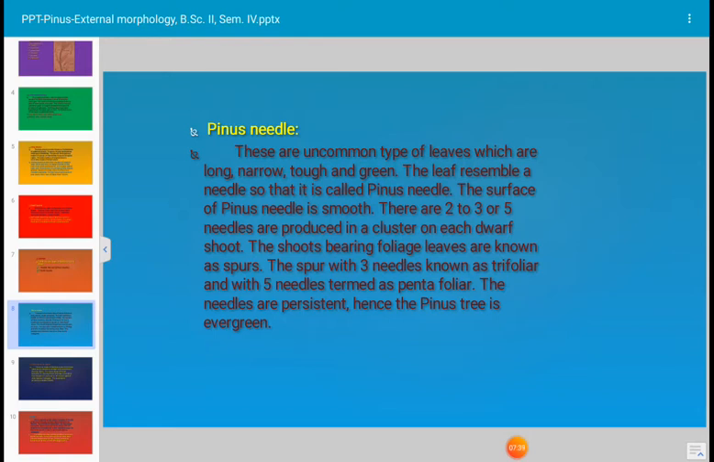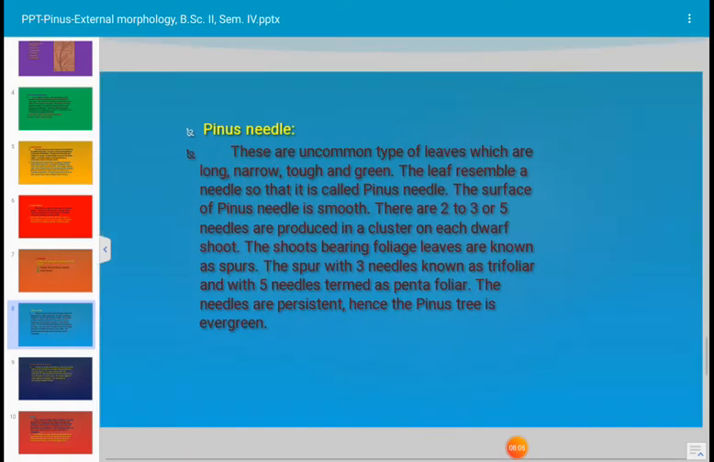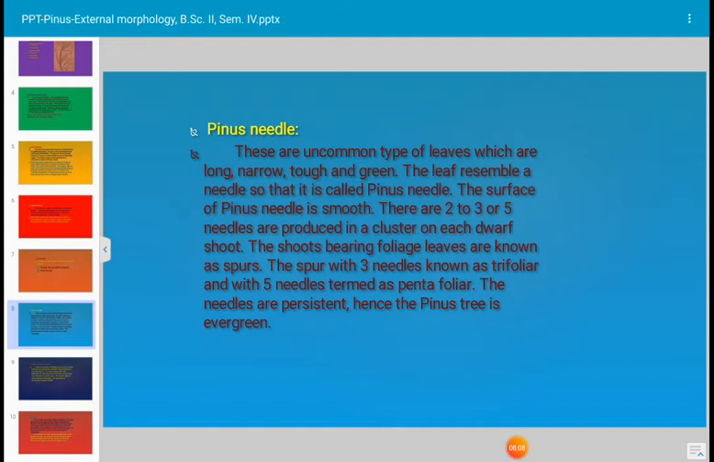Two to three or five needles are produced in a cluster on each dwarf shoot. That depends on the type of species. In some species of pinus, only 2 needles are borne. In some species, 3 needles are there, and in some species, 5 needles originate from the dwarf shoot. The dwarf shoots bear foliage leaves which are called spurs, and the spur with 3 needles is known as trifoliar and with 5 needles is termed pentafoliar.